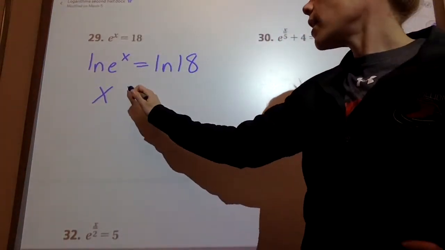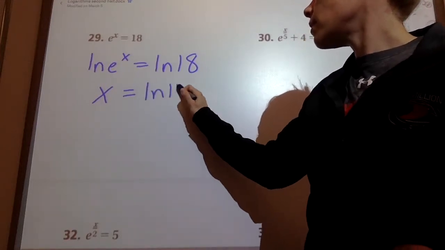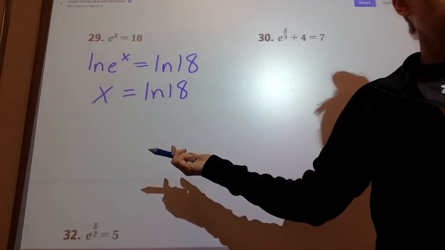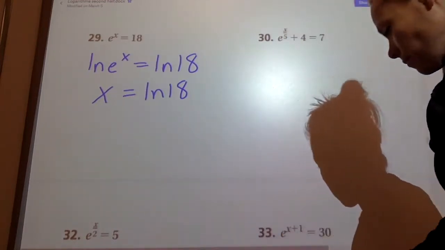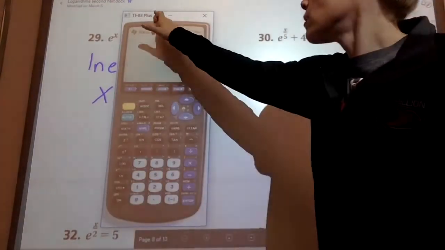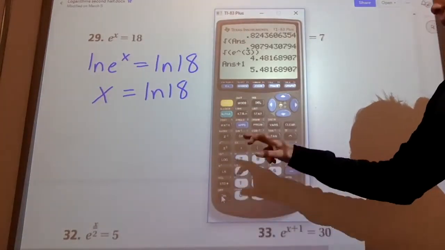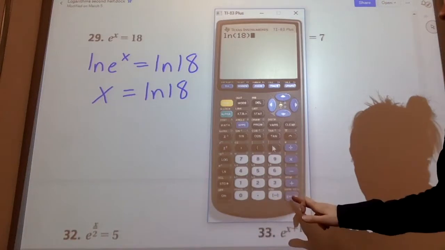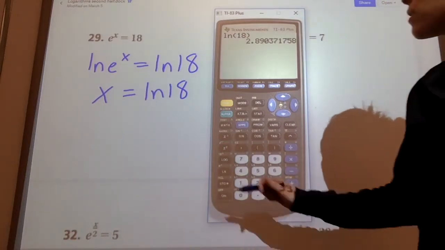Okay? So now I have this. X equals ln of 18. I can just plug that in my calculator. I have a natural log button. So here I'm going to go natural log of 18 equals, and there's my answer. So 2.89.